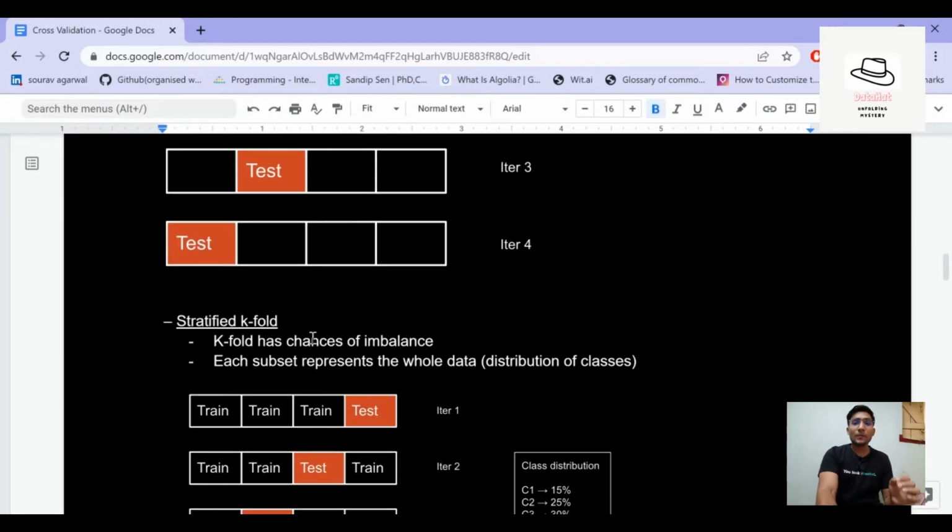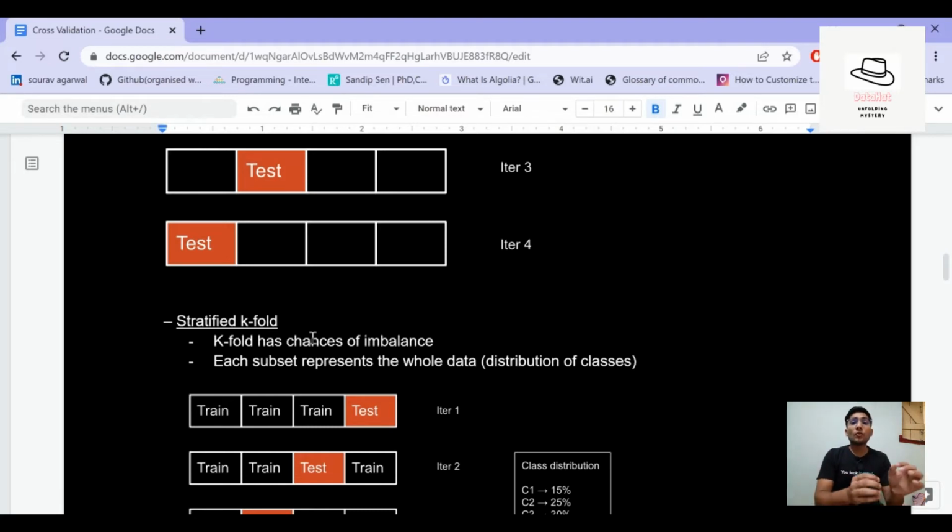Stratified k-fold. Now, stratified k-fold is built on top of k-fold cross validation. The biggest advantage of stratified k-fold is each split is a representation of the data in itself. So if you take any split, it would try to mimic, or it would try to represent the data distribution of the entire data set.